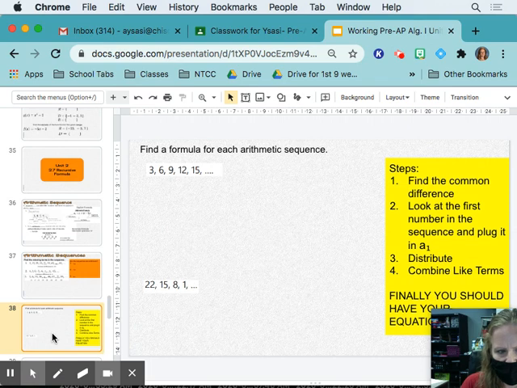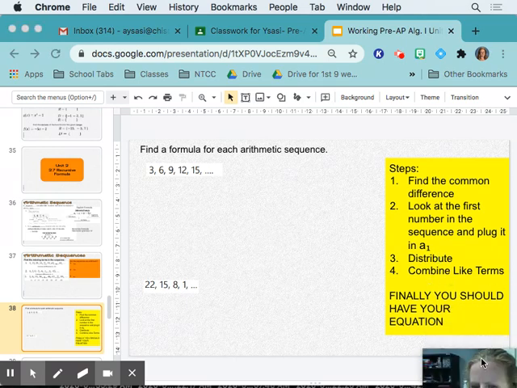Okay, so let's go to slide 38. Find a formula for each arithmetic sequence. So our steps are find the common difference, look at the first number in the sequence, and plug it in for A1. Distribute, and then combine like terms. Finally, you should have your equation.